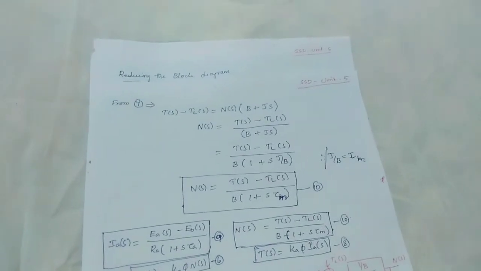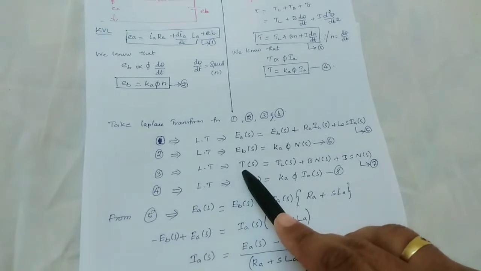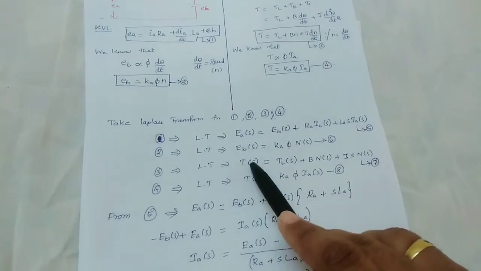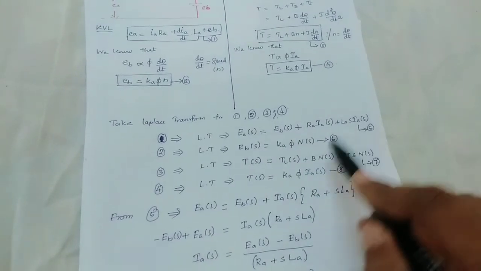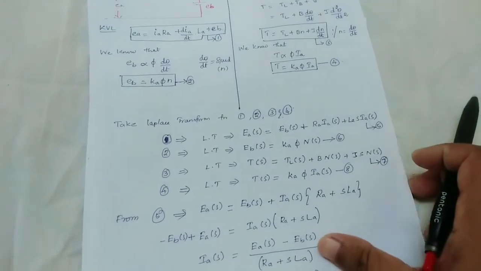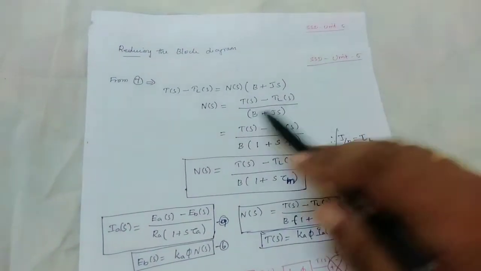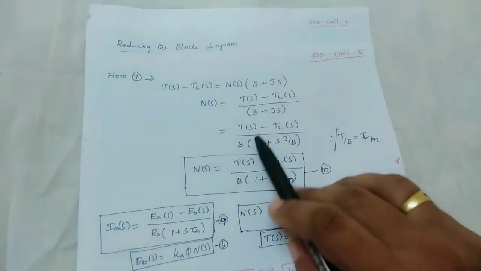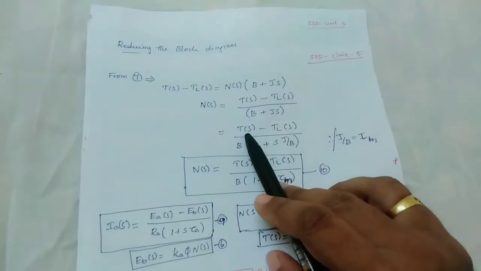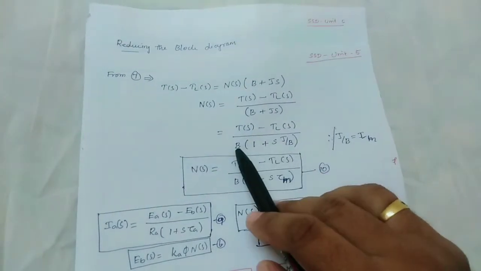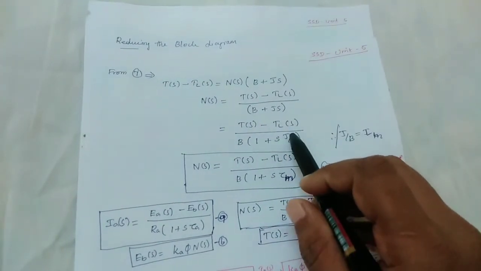Actually, equation number 7 is there. So from this equation, T of s minus TL of s is taken this side. The remaining term N of s is common, so N of s is taken here, with B plus J of s. So this term we are taking as T of s minus TL of s divided by B plus J of s. Here B is taken as common, so 1 plus s into J divided by B.